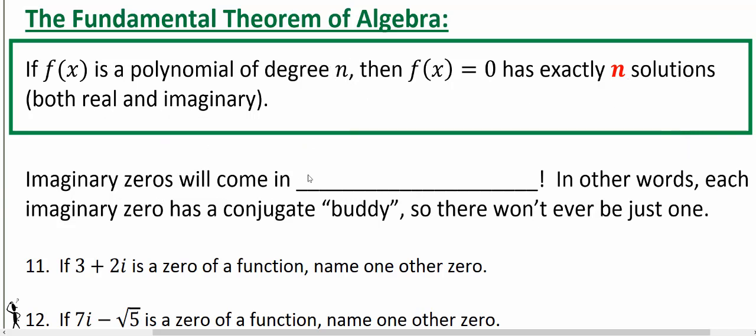Imaginary zeros will come in what we call conjugate pairs. Conjugate pairs. In other words, each imaginary zero has a conjugate buddy. Buddy! So there won't ever be just one.